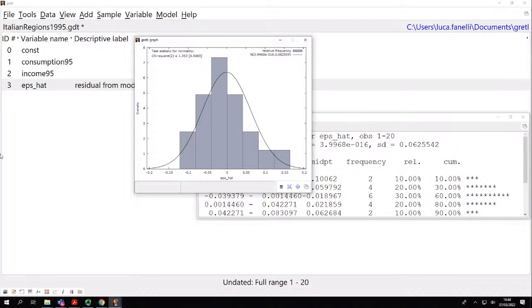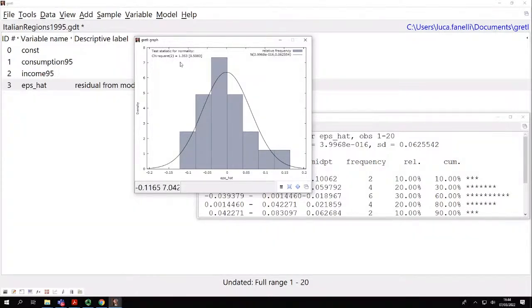Think of the residuals as the empirical realization of the errors. You can see that in doing its computation, Gretl has computed the mean of the residuals, and it's a very small number. What is this 0.062? What is this number here? Standard error, exactly. It is sigma epsilon, the estimated sigma epsilon.